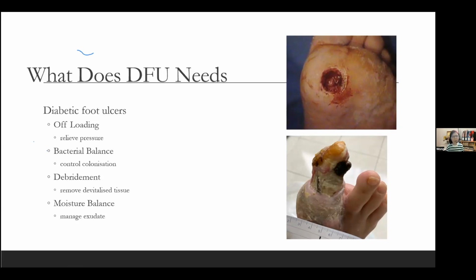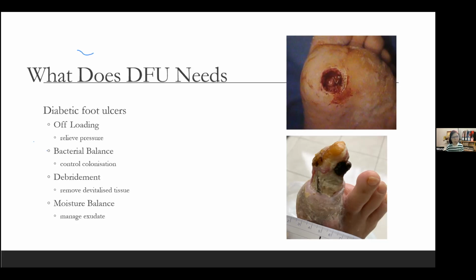Another area is the bacteria balance. As you know, diabetic foot ulcer is very, very exudative. So the exudate can cause a lot of discomfort to the patient, can cause the surrounding skin to break down further. The wound can become bigger because of the exudate. It's quite toxic actually, those wound fluids sometimes, the MMPs and all that.